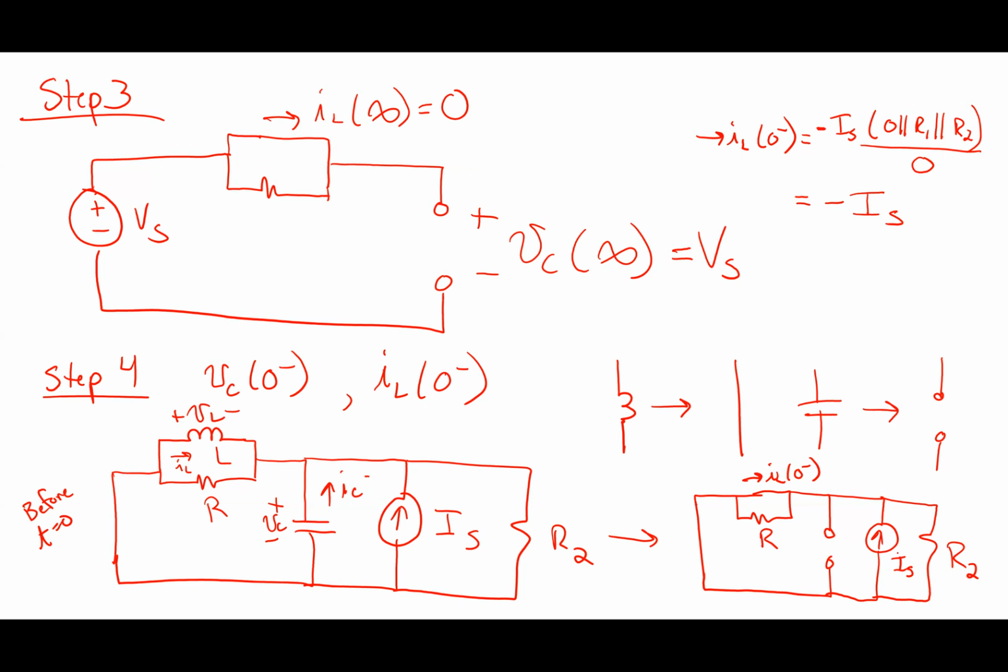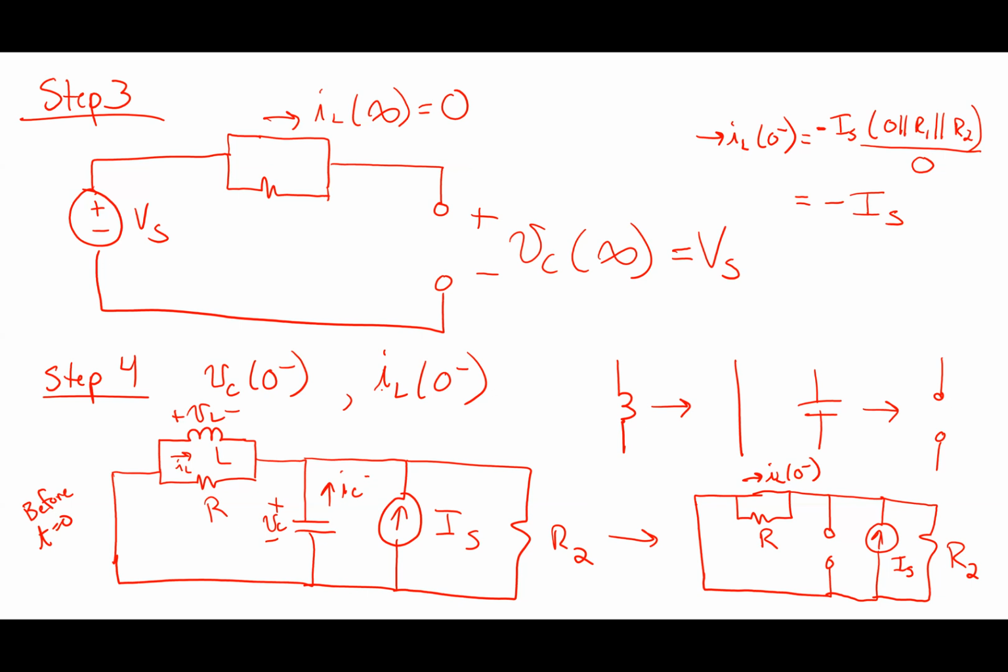Because why is it negative? Because I sub L, the way I defined I sub L, was to be going from left to right at the beginning of the problem. And I sub S, this current is going to end up going that way, against the arrow, right? So I sub L is equal to negative I sub S, right?